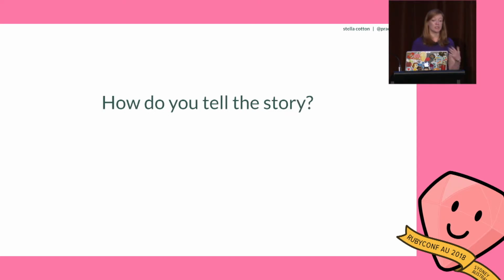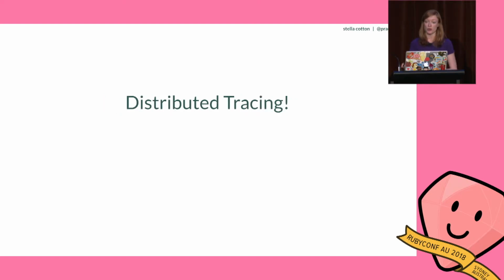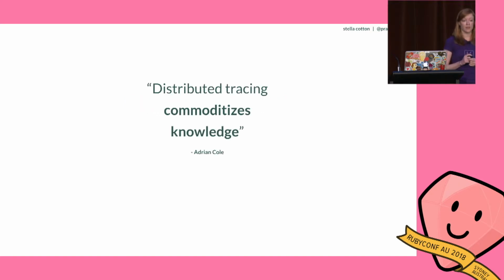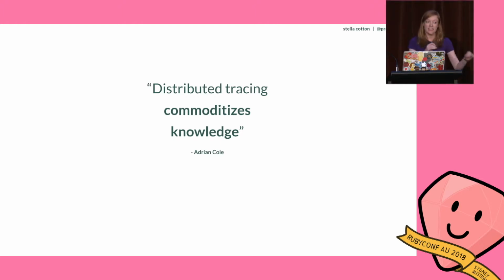So what can we do to increase visibility into these systems and have a macro level story? That's where distributed tracing can help you out. It's a way of commoditizing knowledge. Adrian Cole said this. He's one of the Zipkin maintainers, and he talks about how in these increasingly complex systems, you want to give everyone involved the tools to understand the system as a whole without having to have experts in each individual silo do the investigation.